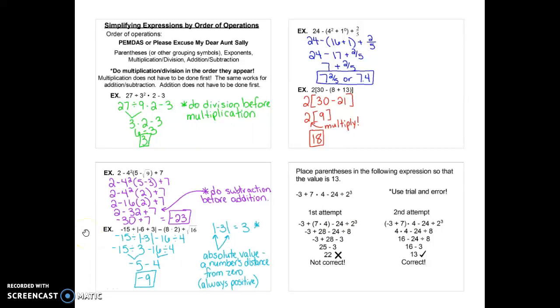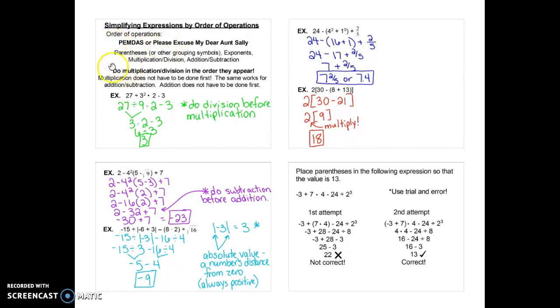Okay, these notes are simplifying expressions by order of operations. So, same as before. Now, you can use this mnemonic device if you want to, of PEMDAS or please excuse my dear Aunt Sally. It's just the saying that goes along with it. If that works for you, that's fine. If you have your own wording sentence that works for you, that's great.